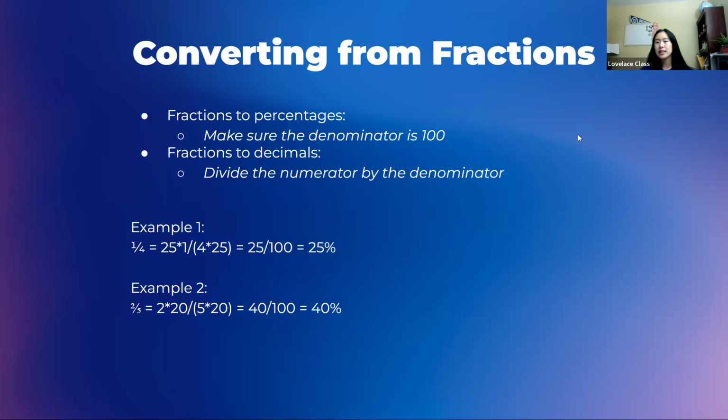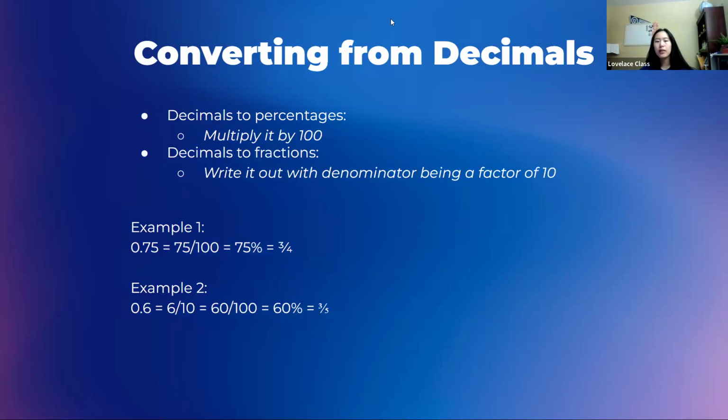Does this make at least somewhat sense? Okay, good. Now I'm just going to quickly go over converting from decimals. So decimals to percents, like we just said, you can move the decimal point 2 places to the right, which is also the same thing as multiplying by 100. And then decimals to fractions, write it out with the denominator being a power of 10.